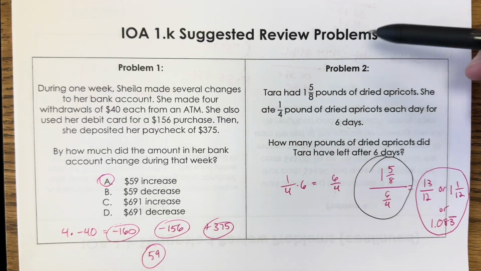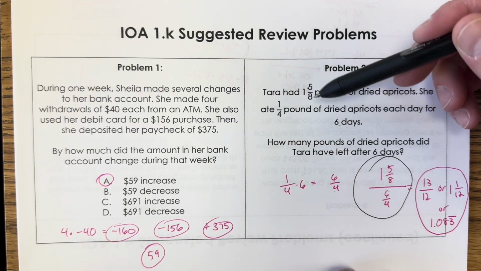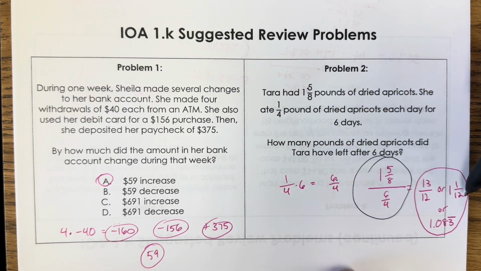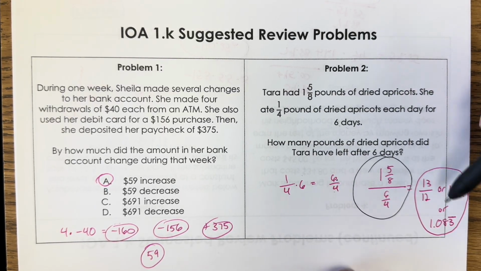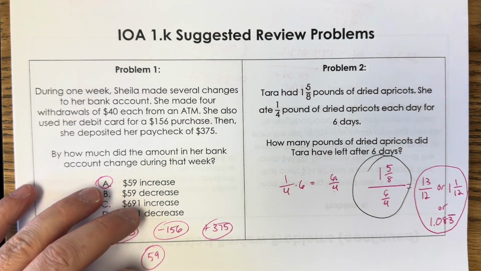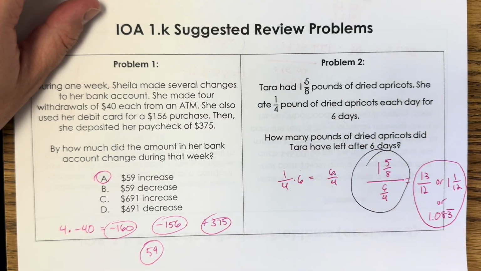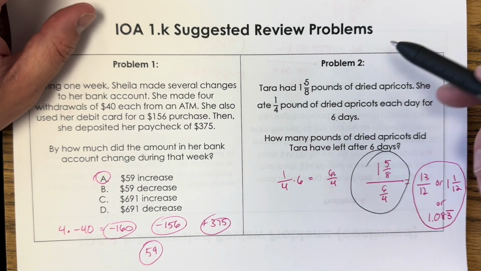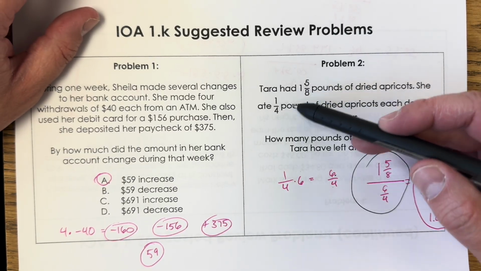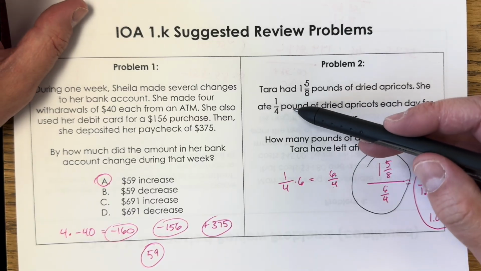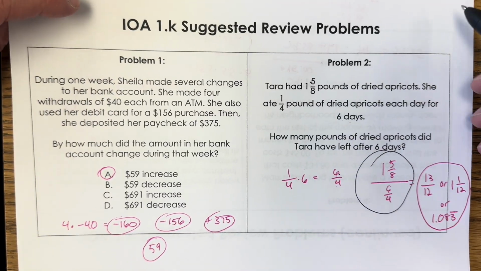Then we can divide the total amount of apricots she had by how many she ate in the 6 days and figure out how much she had left over. Okay, she had 1 1/12 left over. So it's a tough problem. First she had to multiply because of what it's asking. It's asked how much does she have left. Now you could have done 1 5/8 minus 1/4. You could have done it 6 times, right? You could have done 1 5/8 minus 1/4 minus 1/4 minus 1/4, 6 times, but that just seems like too much.